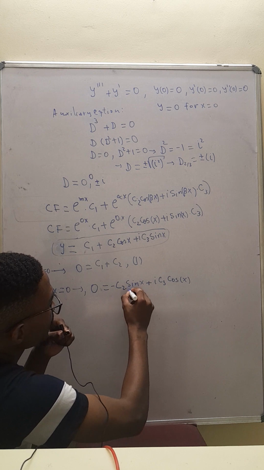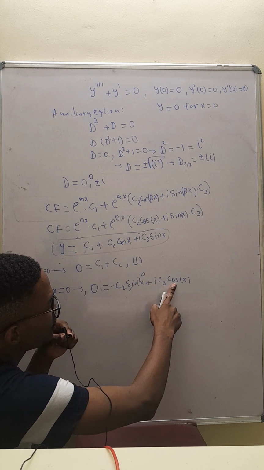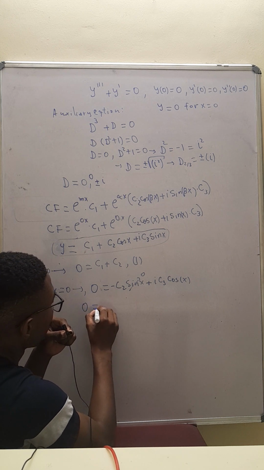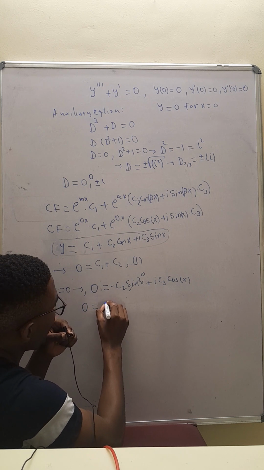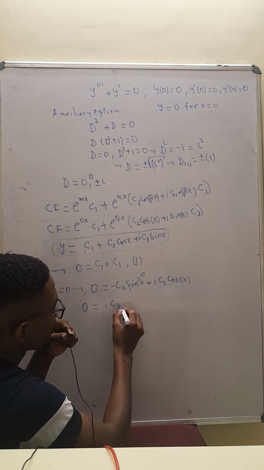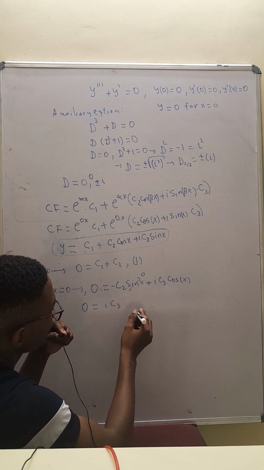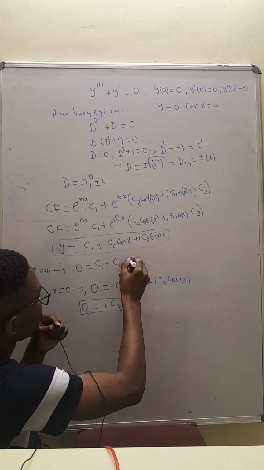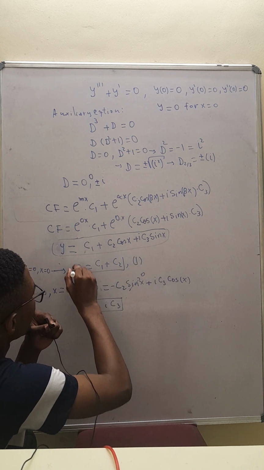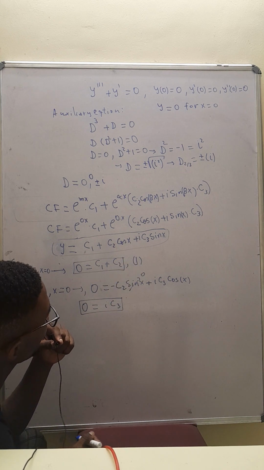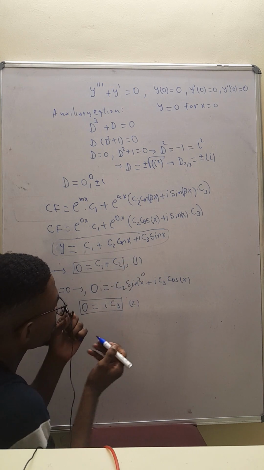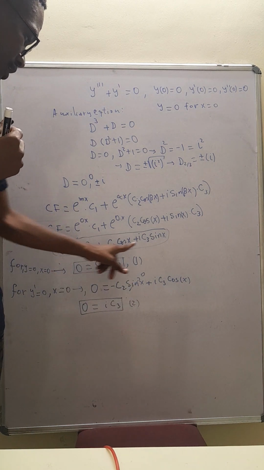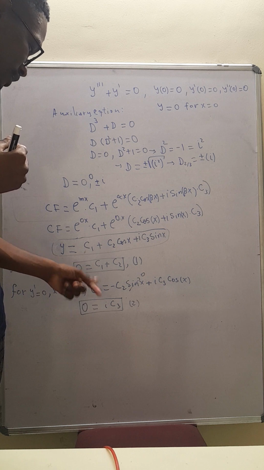Put x 0, here it will be 0. Put x 0, here it will be 1. So it means that the second equation, 0 is equal to i C3, so i C3 is equal to 0. This is the second equation. Let me write here, this is the first equation. Are you getting what I did? Nice.